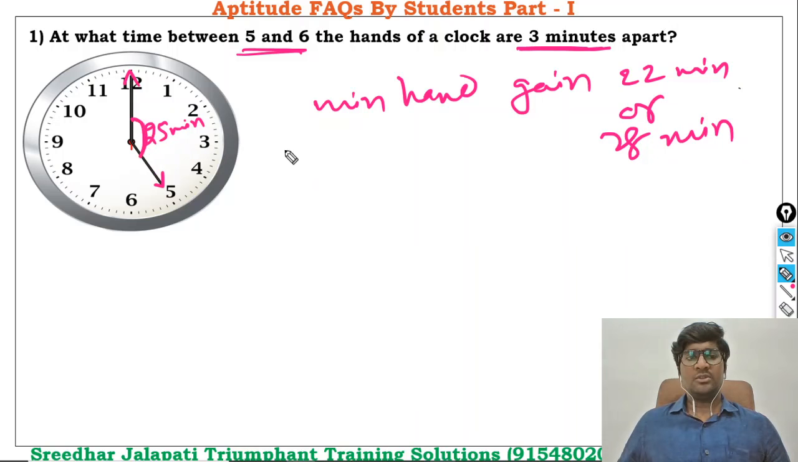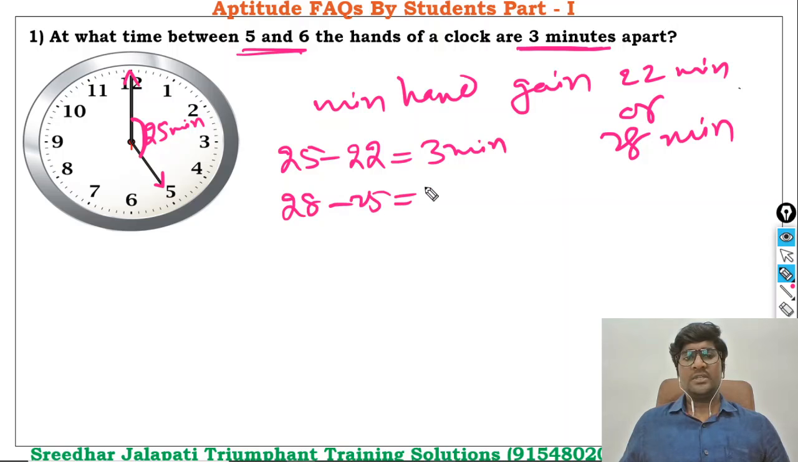Let's see how that can be. Right now the gap is 25. So if minute's hand gains 22 minutes, then 25 minus 22 becomes 3 minutes space. Or if the minute's hand gains 28 minutes, 28 minus 25 is still 3 minutes space. So we have two situations. Either minute's hand gains 22 minutes and they maintain a space of 3, or it gains 28 minutes. Let's see how much time is required to gain these minutes.